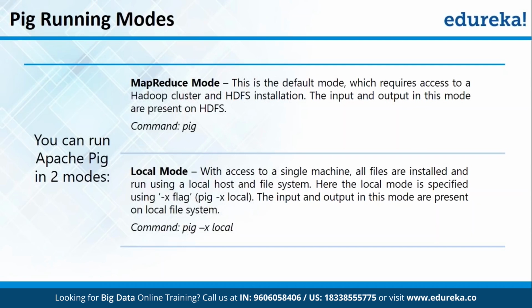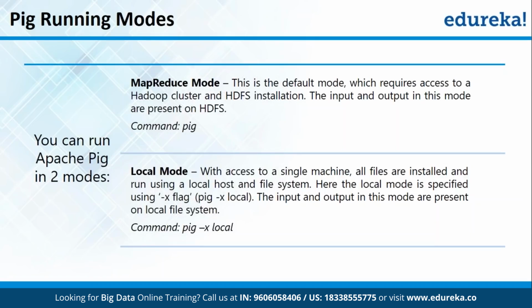Or in other words, I can say that you want to execute the pig queries over the big data stored in Hadoop distributed file system. In this, the input data as well as the output data will be stored on HDFS. For executing pig queries in MapReduce mode, you simply have to use the command pig. Just write pig on the terminal and press enter.